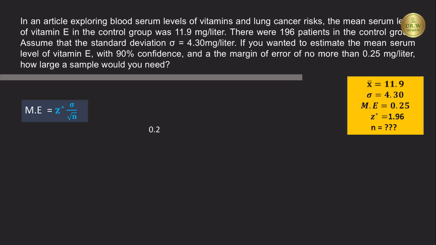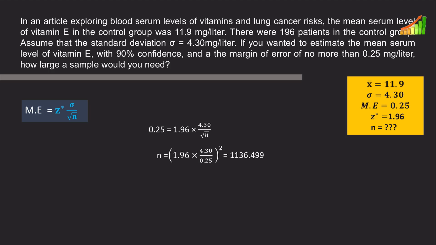Once we know all the values, we can plug the numbers into the equation of the margin of error. What is the margin of error? That is z star sigma over root n. Here the margin of error is 0.25. Therefore 0.25 equals 1.96 times 4.30 over the square root of n. N is unknown. Therefore we can isolate n here. You can do the math part here. So then n equals 1.96 times 4.30 divided by 0.25, to the power 2.